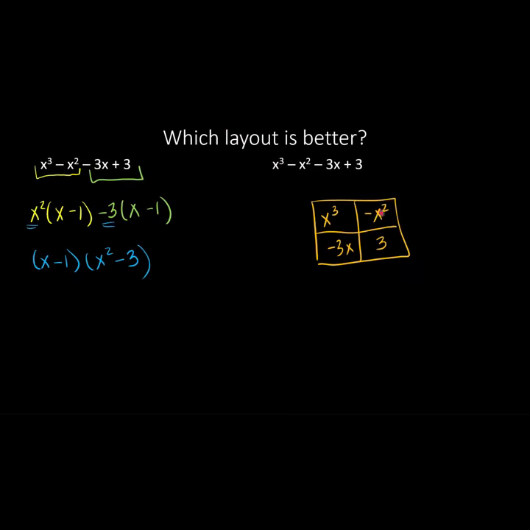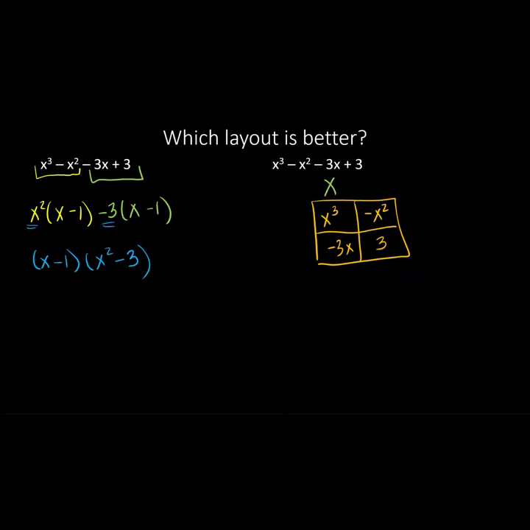Now, if we want to do this the same way we did it on the left, we would factor out horizontally, looking for the greatest common factor between x to the third and negative x squared, which would be x squared. Or we could look vertically and go for the greatest common factor between x to the third and 3x, or negative 3x. I'm going to go ahead and do it that way.